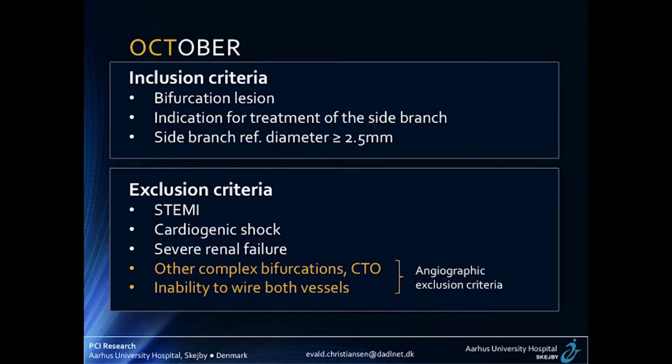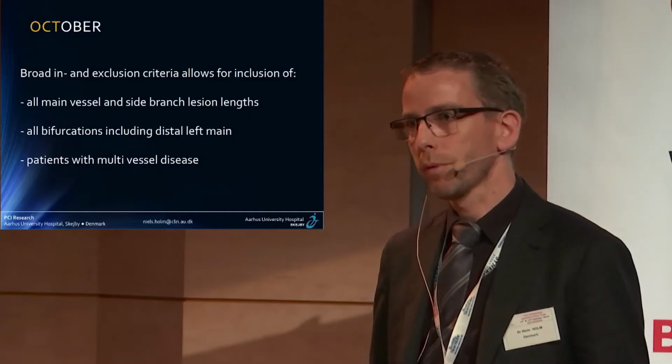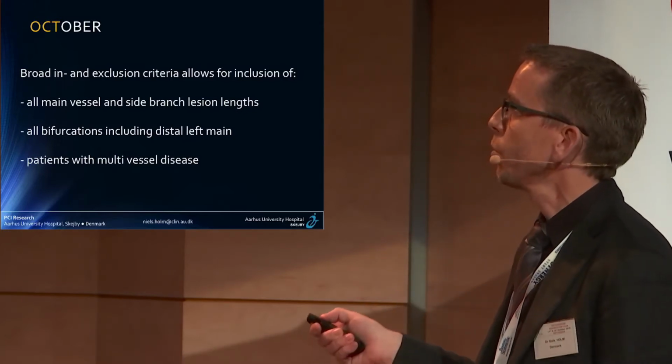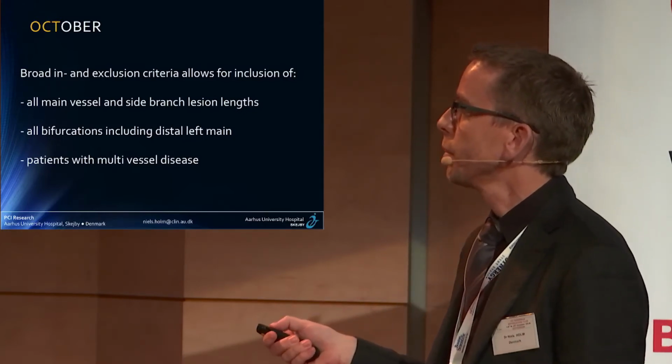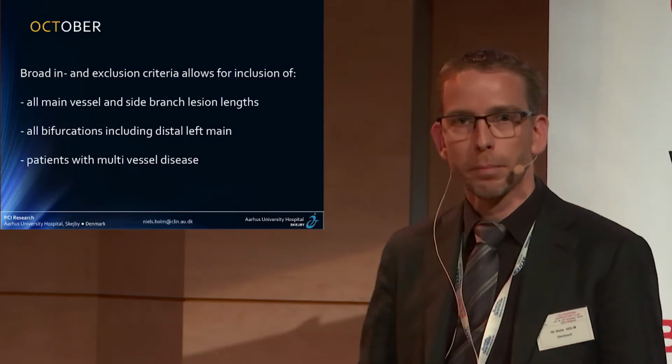We have quite broad inclusion and exclusion criteria, meaning that all main vessels can have bifurcations with all kinds of main vessel and side branch lesion lengths. In almost all the bifurcation studies so far, long side branch lesions have been excluded. Most of the trials have been with 5 millimeters, and some of them up to 15. But now we accept all lengths in the side branch, and of course all bifurcations, and also patients with multi-vessel disease.